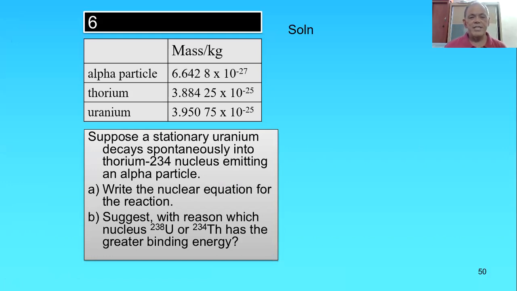Suppose a stationary uranium decays spontaneously to a thorium-234 nucleus, emitting an alpha particle. Write down the nuclear reaction. Right? That one you should be able to do. That's your AS work.